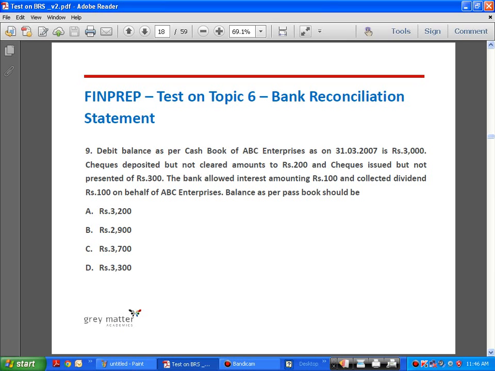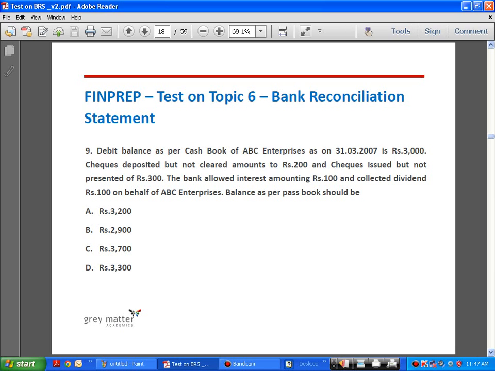The bank allowed interest amounting to rupees 100, which means 100 rupees has been credited to our bank account. The bank has credited some interest to our account, and so the balance as per passbook is higher and the balance as per cash book is less. So we have to add 100 to the balance of the cash book. Now we are at 3200.